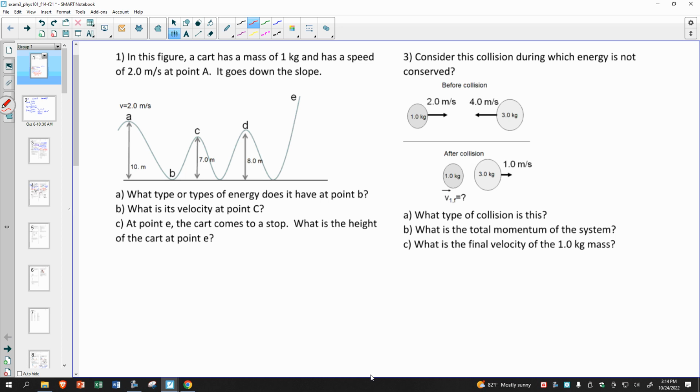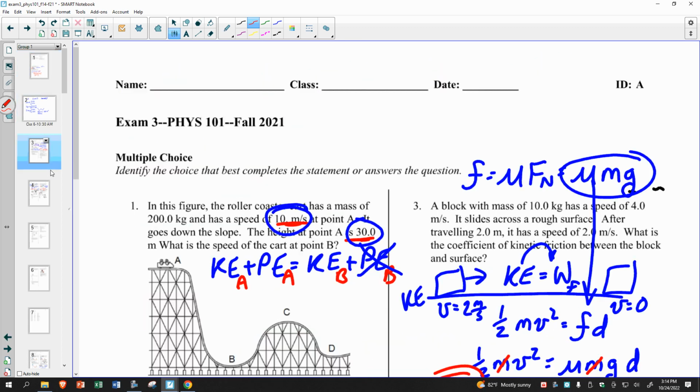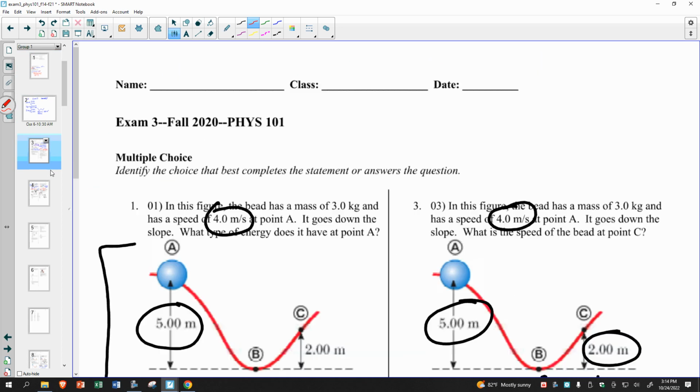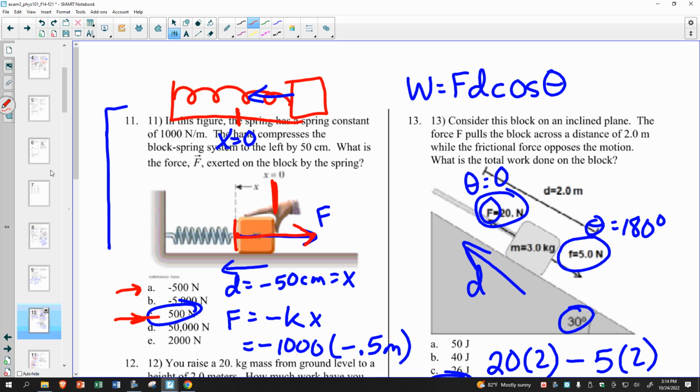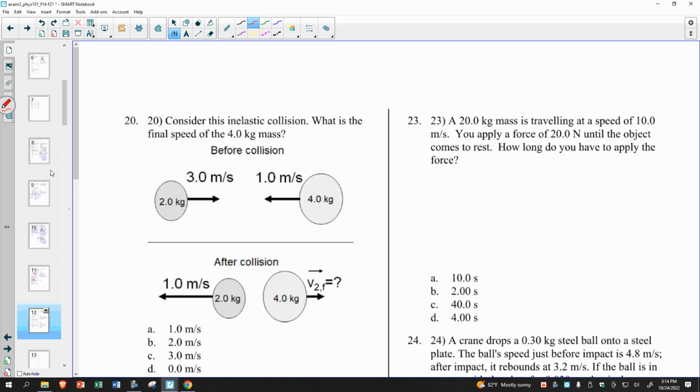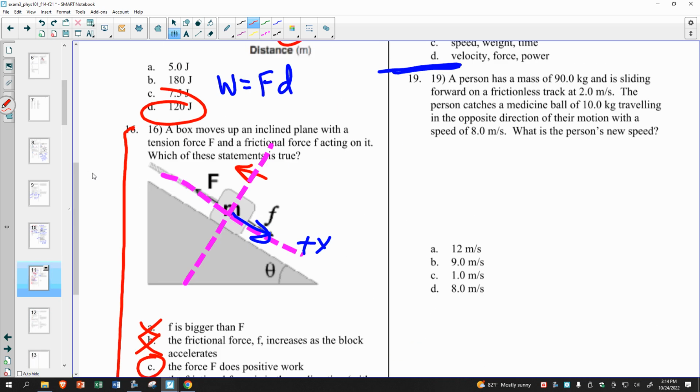Is that right, Tara? Can you do number 9 from the fall 2020 exam? Sure. I mean, number 19. Number 19. I think that's this one, right? Yes. Yeah. Sure, I got this going.